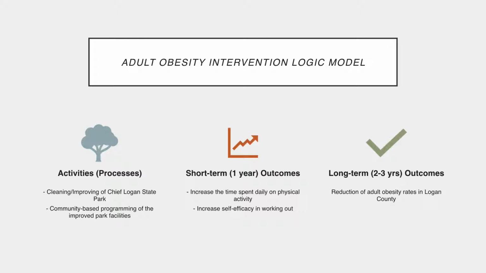This slide includes the logic model of my adult obesity intervention. We can see the activities and processes, which are cleaning and improving Chief Logan State Park, as well as community-based programming of the park facilities. In the short term, we expect to see an increase in the time spent daily on physical activity, as well as an increase in self-efficacy in working out by the individuals in Logan County. In the long term, we expect to see a reduction in adult obesity rates in Logan County, which will lead to an increase in the quality of life there overall.